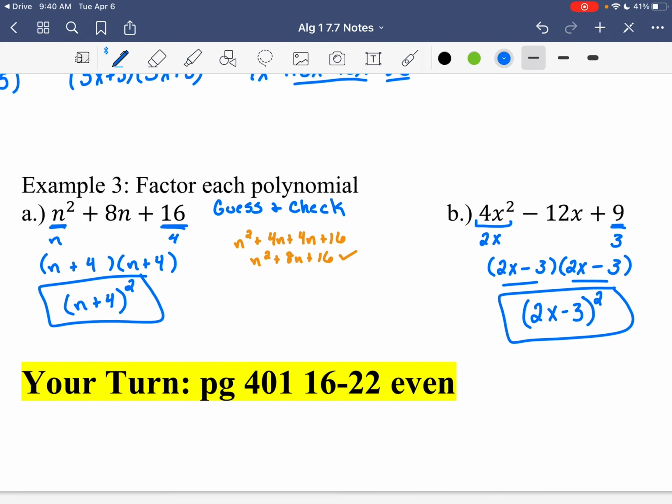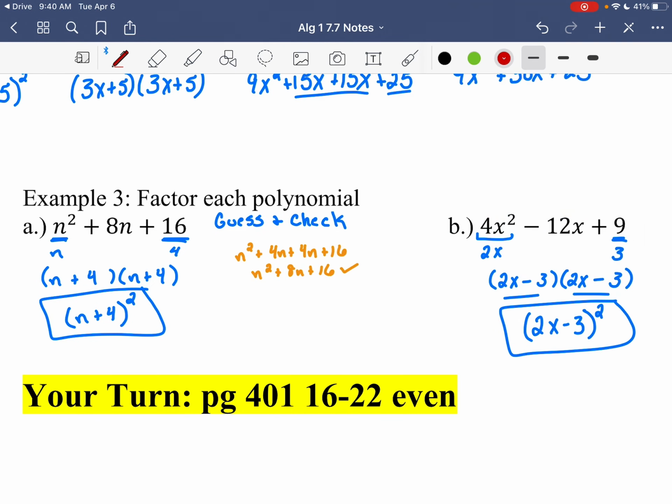Okay, all right. So next, I want you to do page 401, 16 through 22, even.